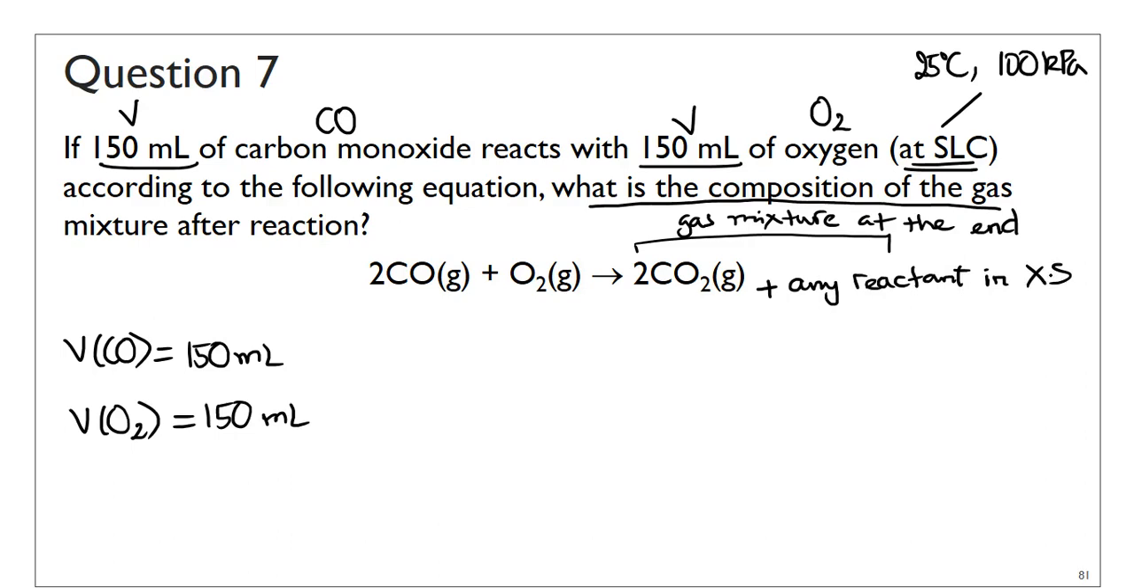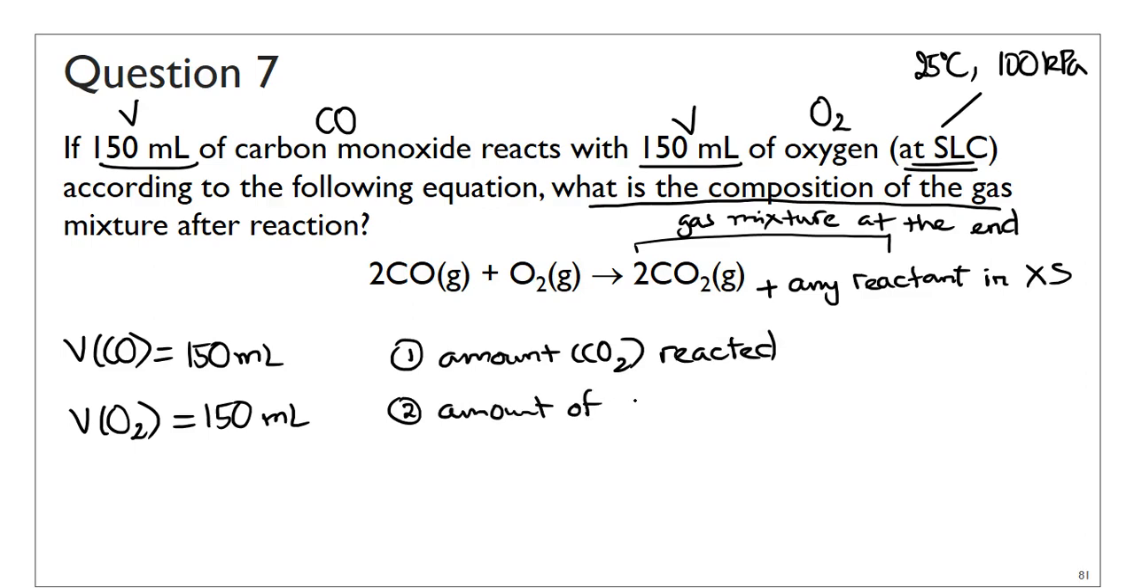Which means that when the question asks what is the composition of the gas mixture, in order to find the composition, I need to find, first of all, the amount of CO2. Oh, this is a good question to ask: does it matter whether it's volume or number of moles? I'm just going to go with amount here, and then we're going to talk about it. I need to find the amount of CO2 produced, and I also need to find the amount of any reactant in excess, which means that you need to work out if there is a reactant in excess and by how much.